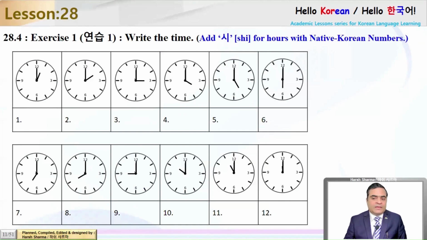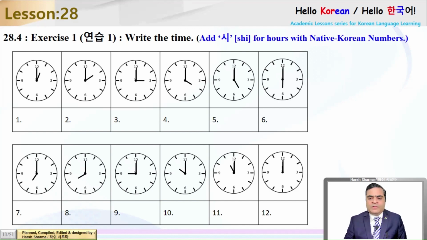Here we have to write the times from number 1 to number 12 after seeing the clock. For example, number 1 is 1 o'clock. We have to write here Hanshi. So my request is, please pause the screen now. Don't move further, everyone. Please complete this exercise and you can check the answers at the end of the lesson. Without writing, it will be very difficult to understand. Please write the time now.